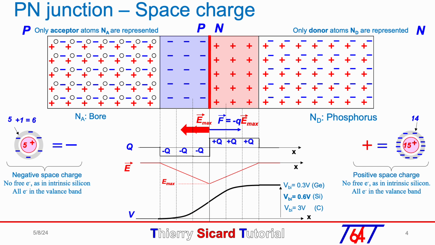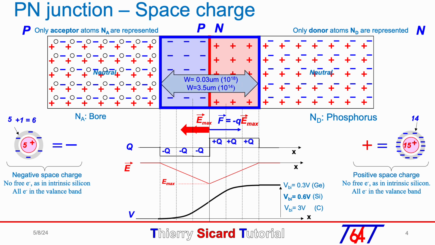This area with positive and negative charges on each side of the junction is called the space charge. Of course, the distance depends on the doping concentration. In this slide, the space charge is symmetrical because I assume that N and P have the same concentration. But in real doping, one doping is generally higher than the other one. With 10 to the power of 18, the space charge width is 0.03 micrometer, but it can be higher if the doping concentration is 10 to the power of 14.